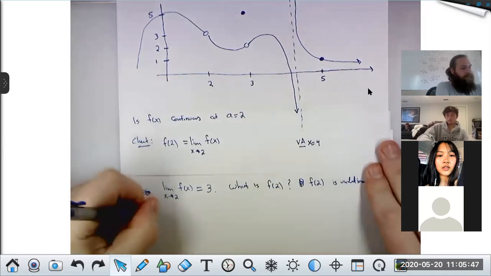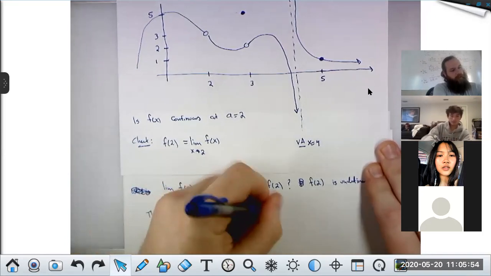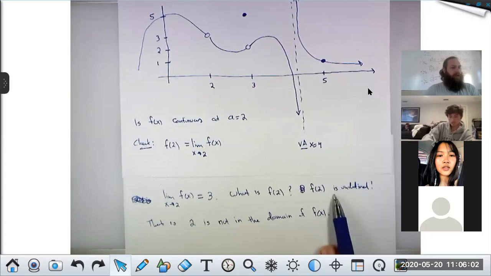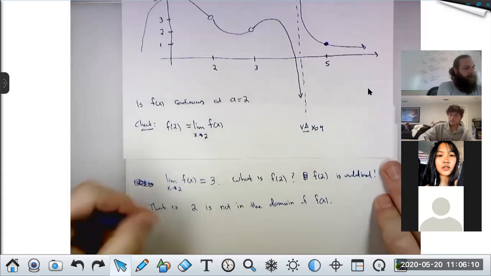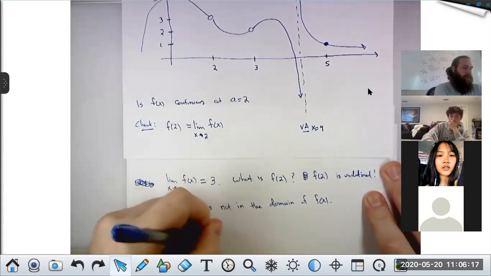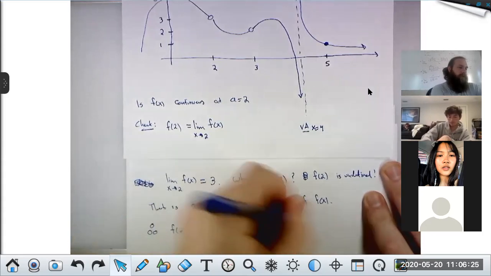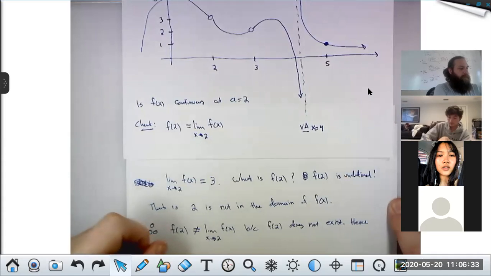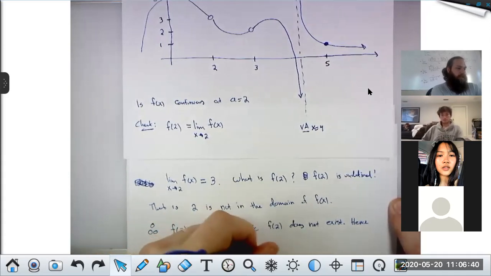In other words, 2 is not in the domain of f of x. So if something doesn't exist, could that same thing be equal to 3? No. So therefore, f of 2 is not equal to the limit as x approaches 2 of f of x, because f of 2 does not exist. Hence, f of x is not continuous at a equals 2.